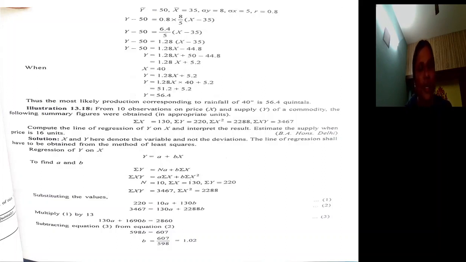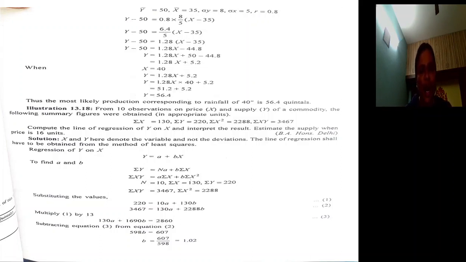Now let us move to the next problem. From 10 observations on price and supply of a commodity, the following summary figures were obtained in appropriate units. Summation x is equal to 130, summation y is equal to 220, summation x square is 2288, summation xy is 3467. Compute the line of regression of y on x and interpret the result. Estimate the supply when price is 16 units.